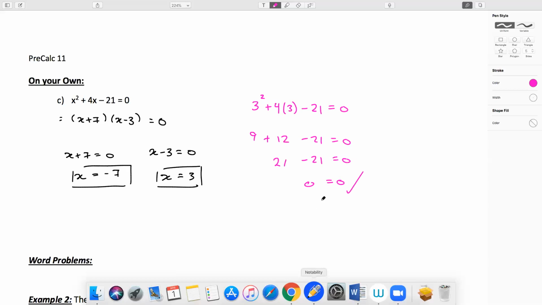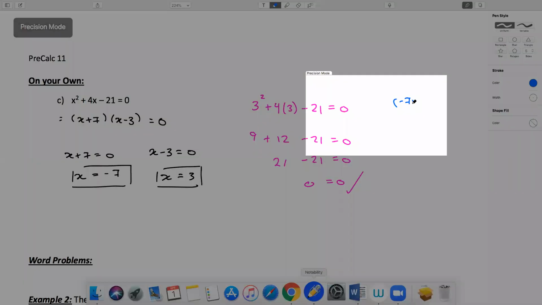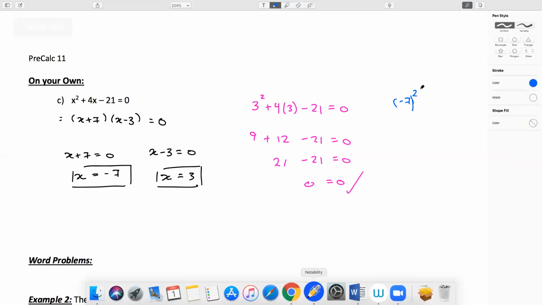I can also test my other one. I can test out x equals -7. That one will be a little bit uglier. It'll be -7 squared plus 4 times -7 minus 21. And that's supposed to equal 0. So -7 squared is 49. Let's try that again. -7 squared is 49.